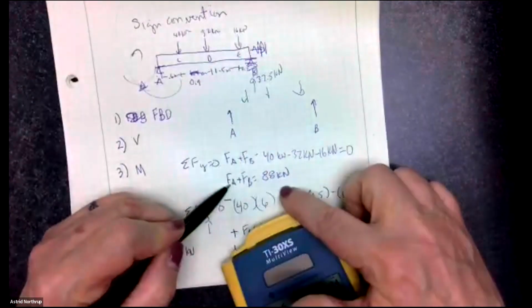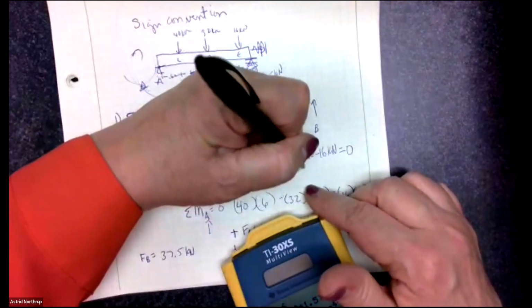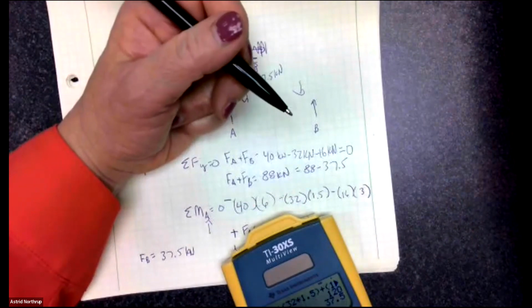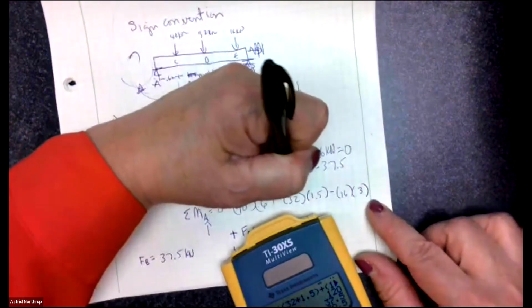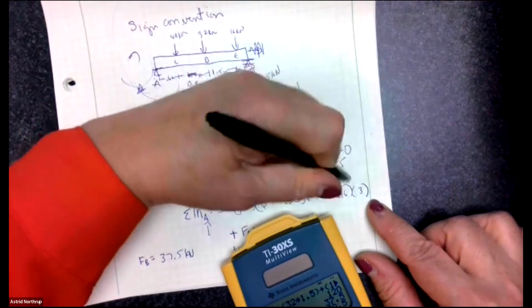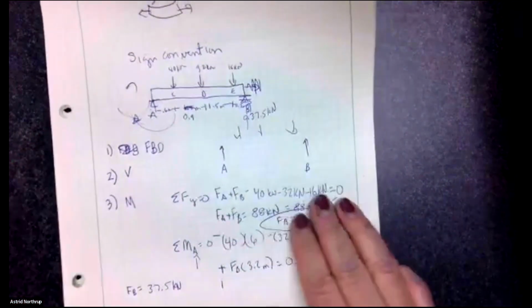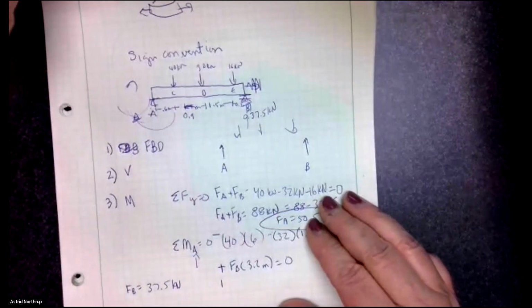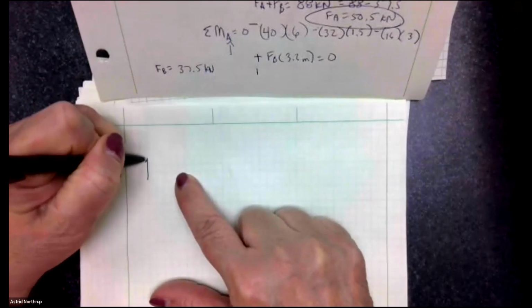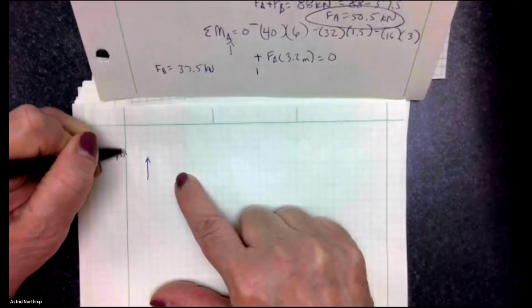We know from this equation that the force at A is going to be 88 minus 37.5, which is force at A equal to 50.5 kilonewtons. Okay, so now we have enough to do our free body diagram, which is the first of these three. I'm going to leave this for my clean space where I'm going to do all my stuff, first being the free body diagram.